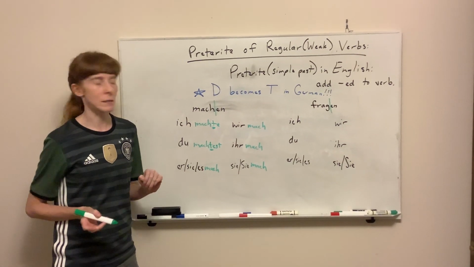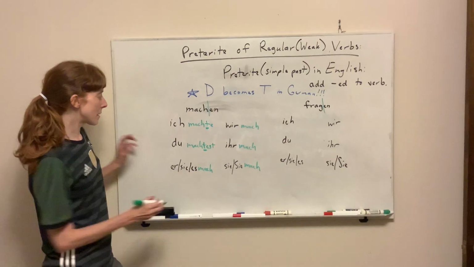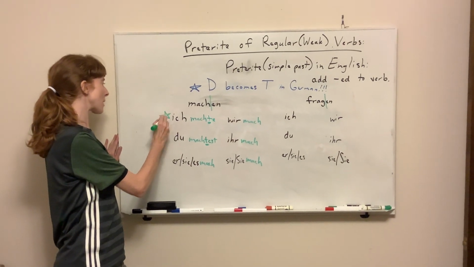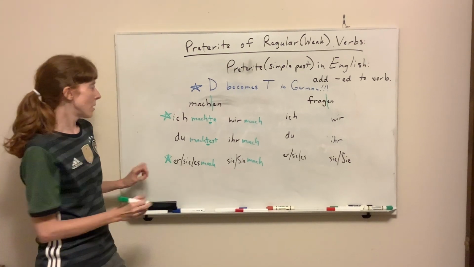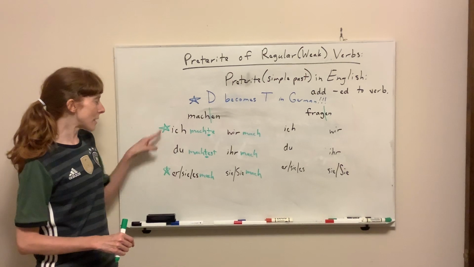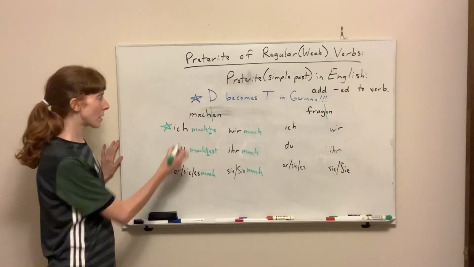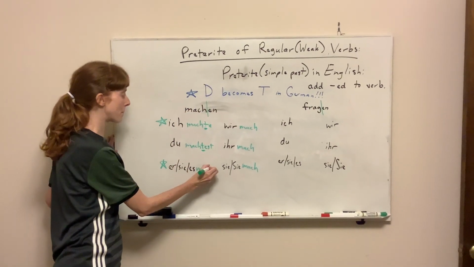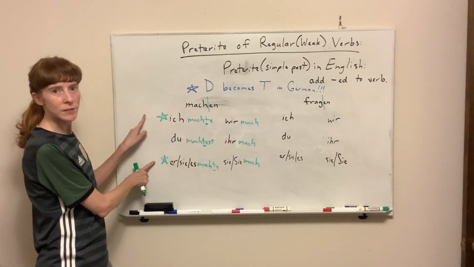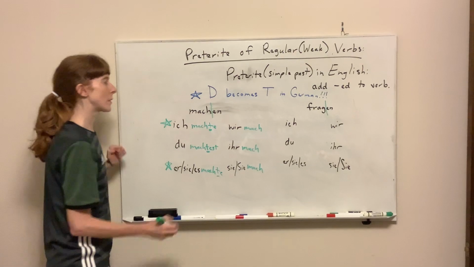Du machtest. Sie es, normally I would put a t there, but if you think back to when we did modal verbs, do you remember that ich und sie es loved each other? They always had to be the same. And that's actually what's going to happen in preterite. This will be the exact same as ich. These two have to stay together because they love each other.